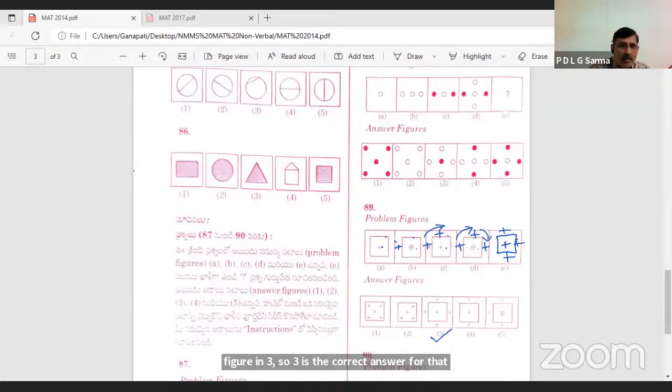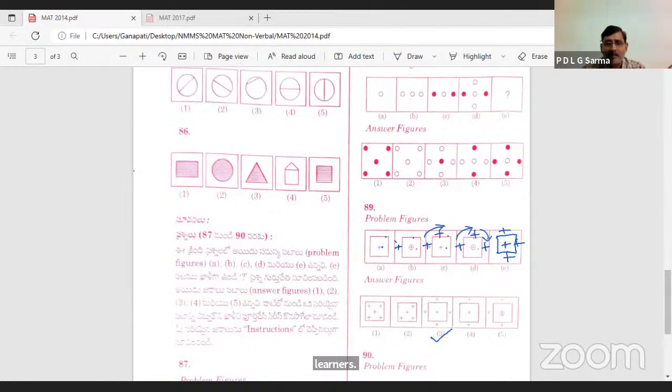Good. Fantastic, Chaitra. You people are very quick learners. You will understand them very quickly. As a matter of fact, they are very easy for you to understand. Now let us go for the next.